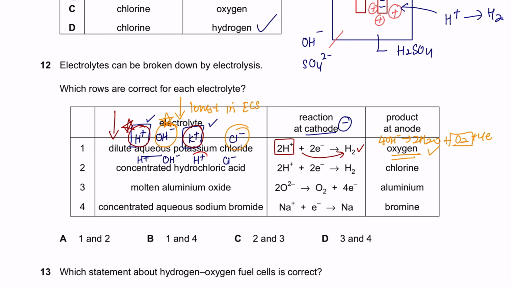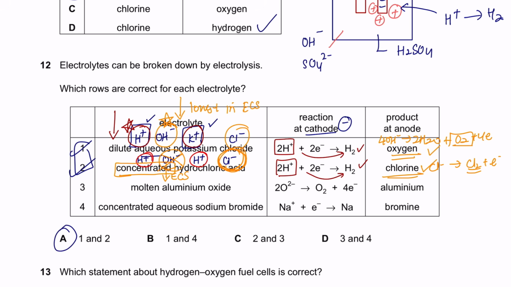At the cathode, only H+ ions will be attracted. So we will have the same product, hydrogen gas is correct. Whereas at the anode, chloride and hydroxide will be attracted. So this time we cannot pick hydroxide even though it is the lowest in the ECS. This is because we are using a concentrated solution, so chloride ion will be selectively discharged. Chloride ion will discharge to form chlorine gas and electrons. So chlorine is correct. So the answer is the first and second statement, which is A.